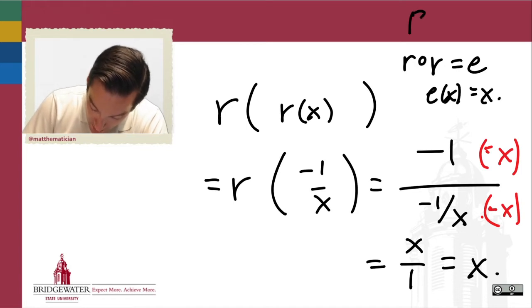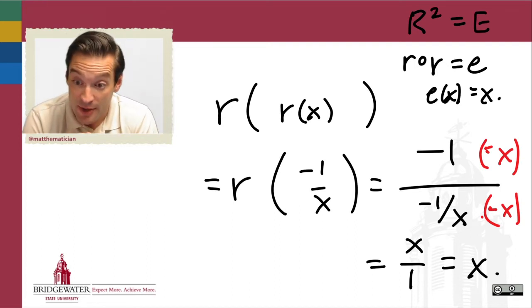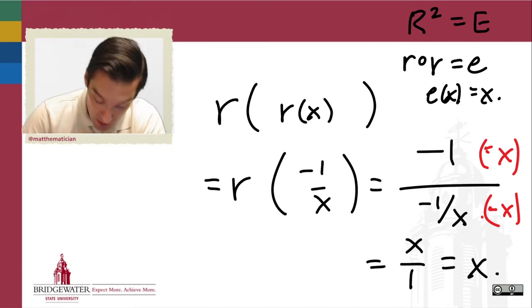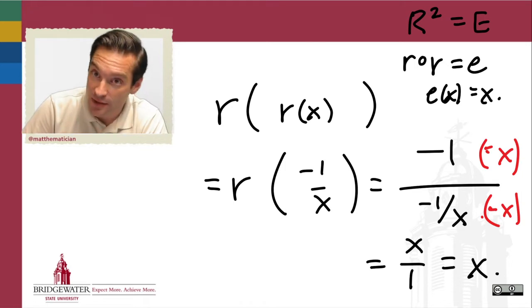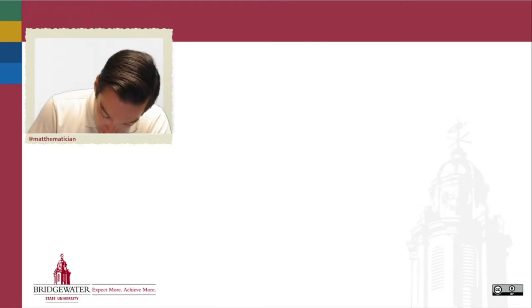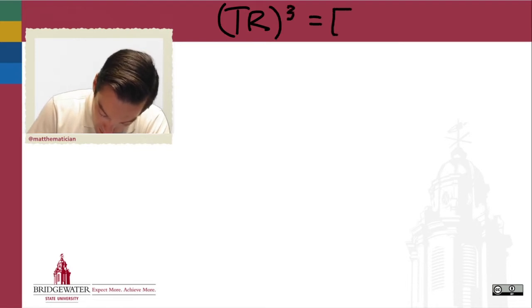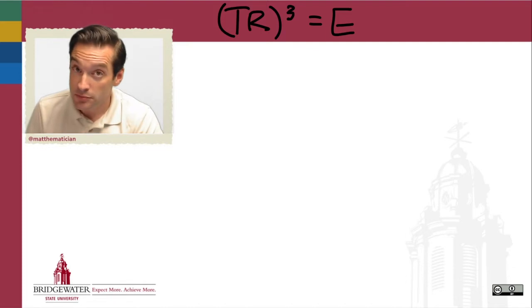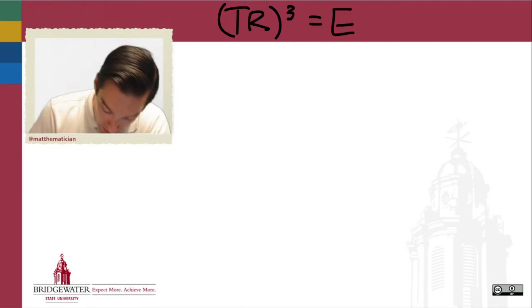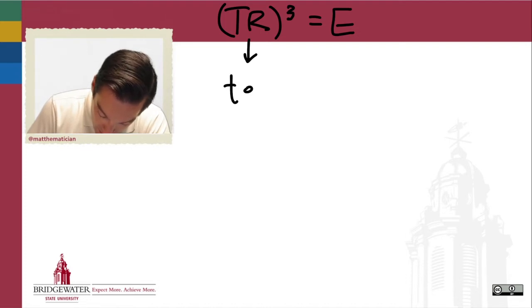And so that's how the rotation function can do the same thing that the rotation of rational tangles did, right? It undoes itself after just a single iteration. It is its own inverse. The other one is a little bit more interesting. So TR to the third power is equal to the identity in the rational tangle group, right? And so what's going to represent TR? TR is going to be T composed with R.